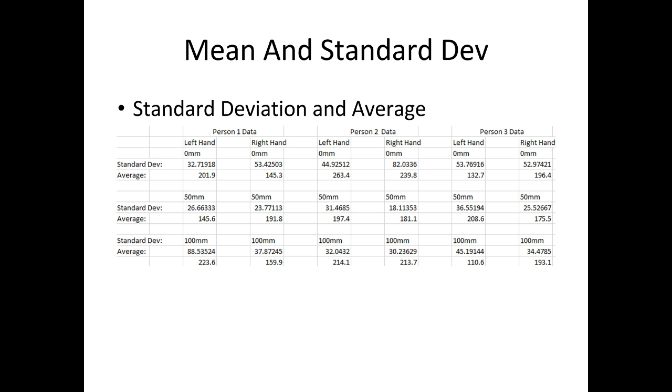Here is the mean and standard deviation. And as you can see, for example, at the left hand, person 1 has a standard deviation of 32.72 millimeters and an average of 201.9 millimeters. At 50 millimeters, there's a standard deviation of 26.66 millimeters, an average of 145.6. At 100 millimeters, there's a standard deviation of 88.53 and an average of 223.6.